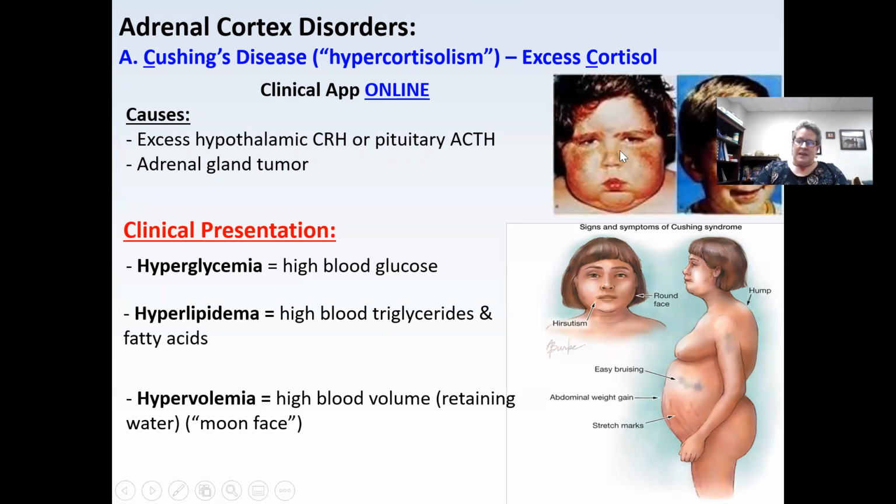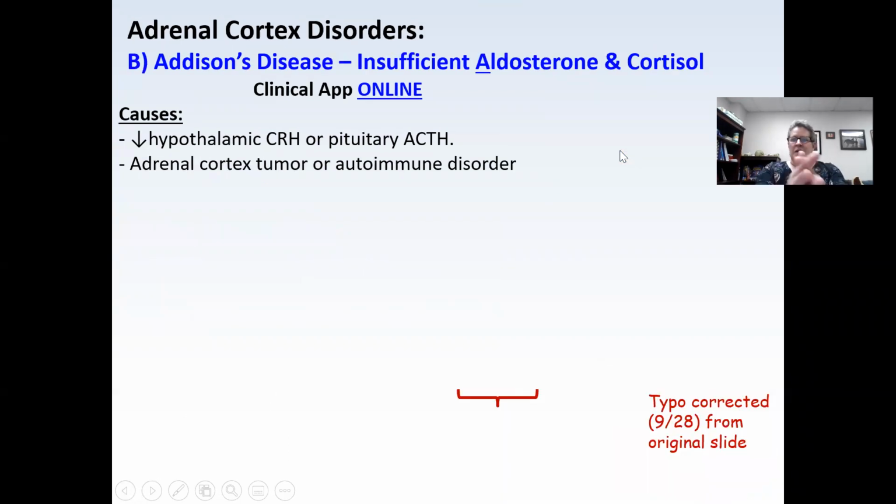All right. Now, if you have high blood volume because you're retaining water, that will cause you to have high blood pressure or hypertension. These are all landmark signs of Cushing's disease, as well as having high blood cortisol.